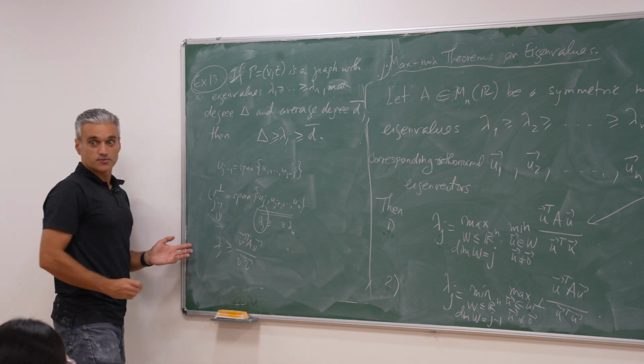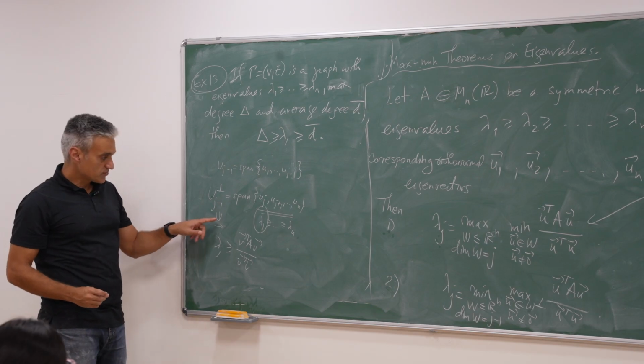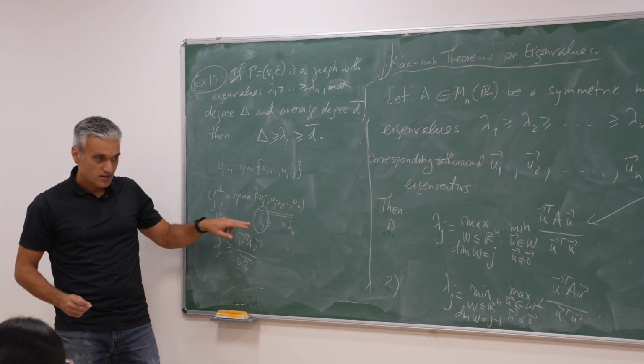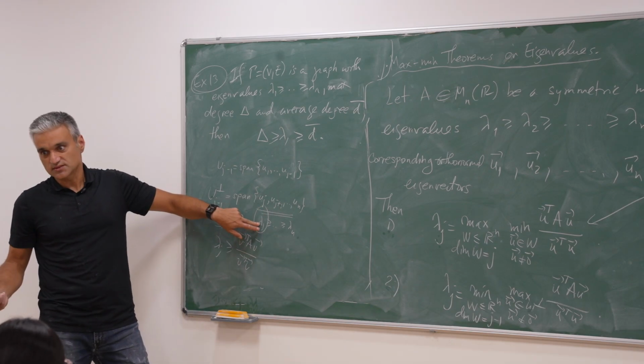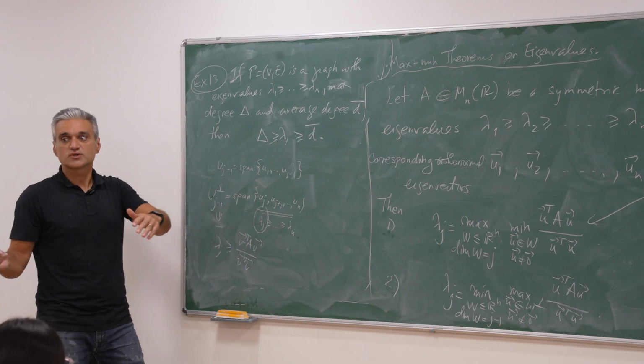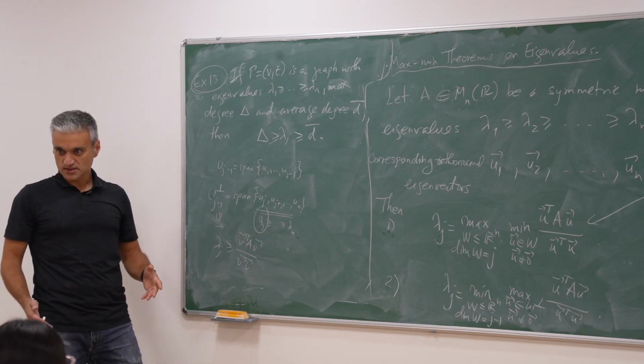lambda j is going to be bigger than you. Because v comes from this set, and lambda j is the biggest. So it's the same as we did lambda 1, lambda n earlier, the same type of argument.